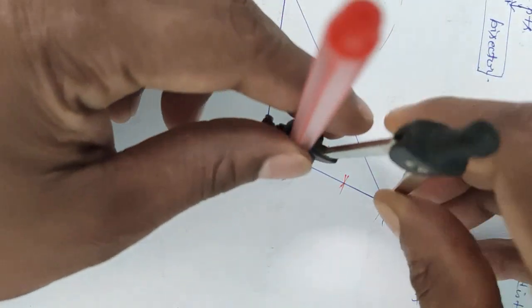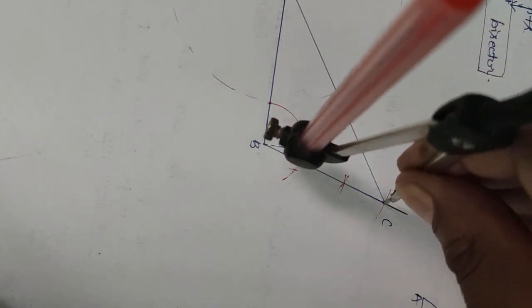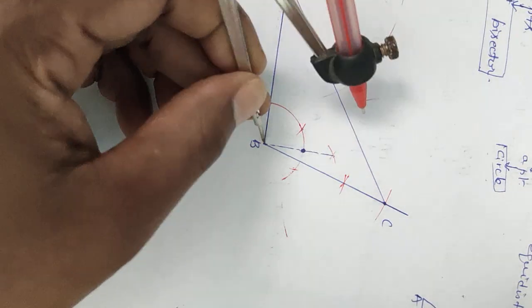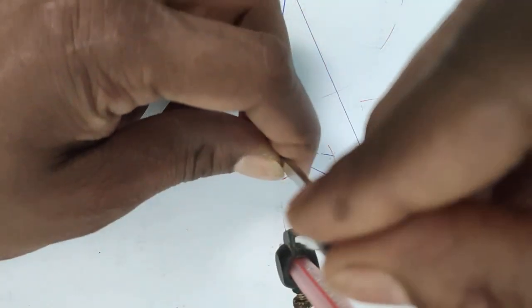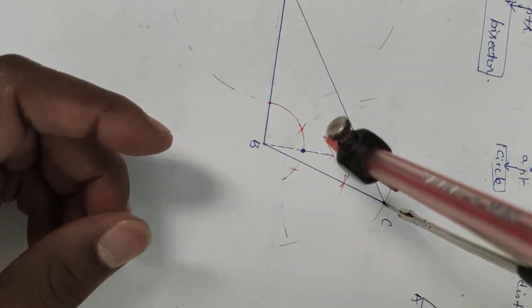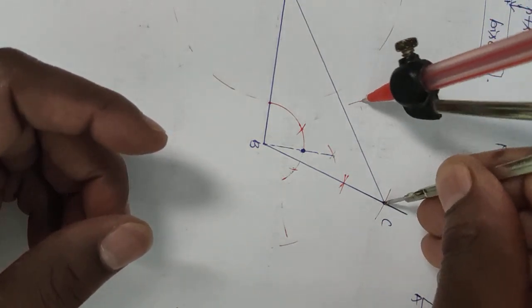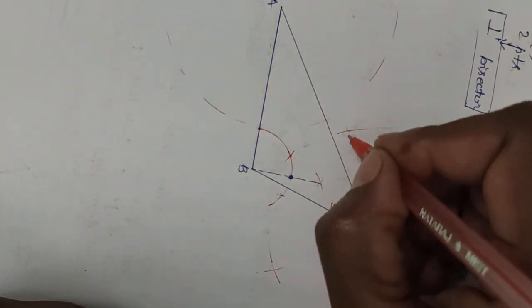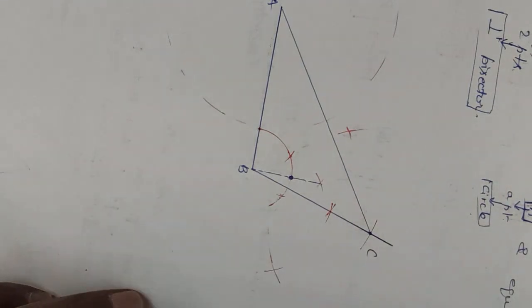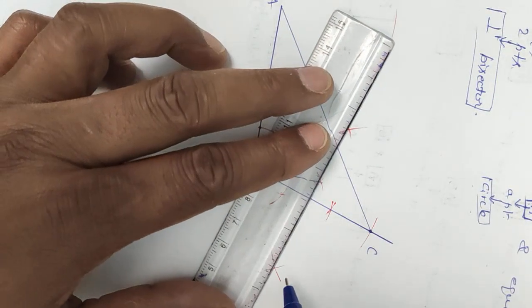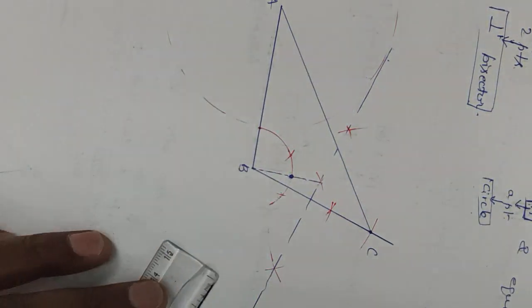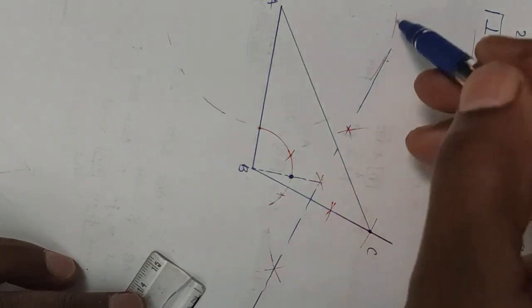Between B and C, take more than half. Above one arc, below one arc. Because it is given in the question, B and C, so when B and C are given, construct the perpendicular locus between B and C. By this we got two arcs. These two cutting arcs we join like this. See, this is the perpendicular bisector for B and C.